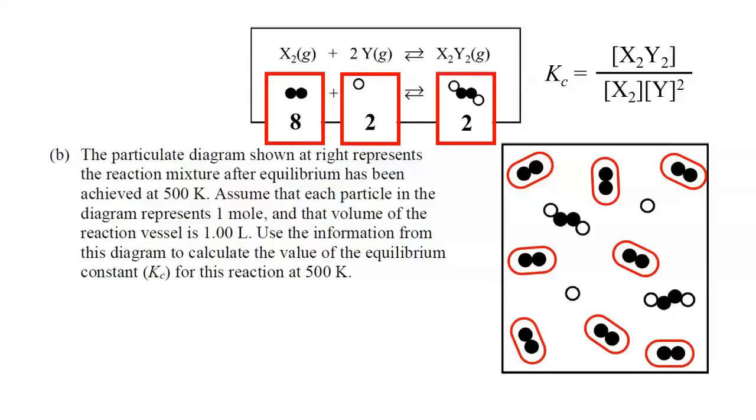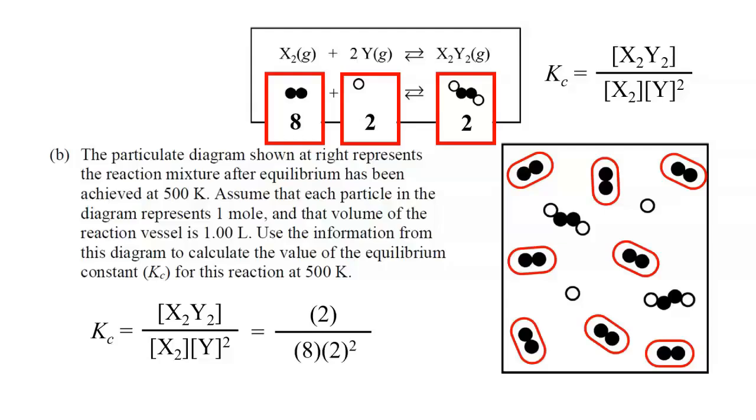So those numbers are going to be plugged into the equilibrium constant expression, and those numbers represent the number of moles per liter based on the information for this diagram. So on the top, we have the concentration of X2Y2, which would be 2 moles per liter. And on the bottom, we have the concentration of X2, which would be 8 moles per liter, times the concentration of Y, which is 2 moles per liter.